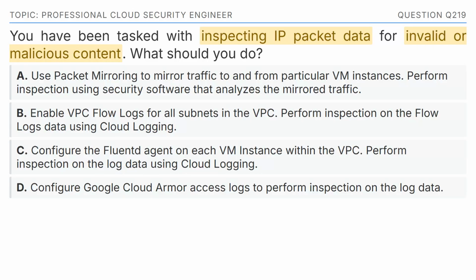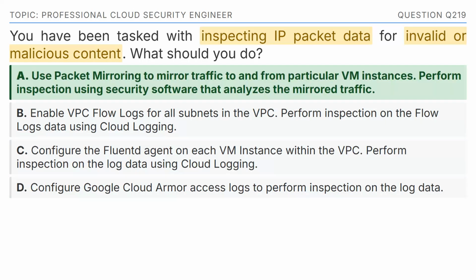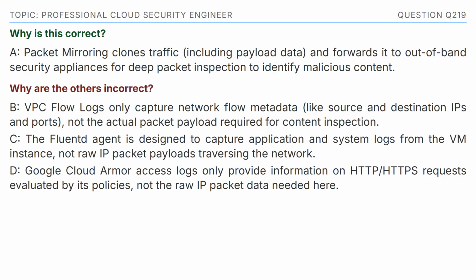To arrive at the correct answer, we focus on the keywords: inspecting IP packet data, invalid or malicious content. The correct answer is option A, use packet mirroring to mirror traffic to and from particular VM instances. Perform inspection using security software that analyzes the mirrored traffic. Why is this correct?